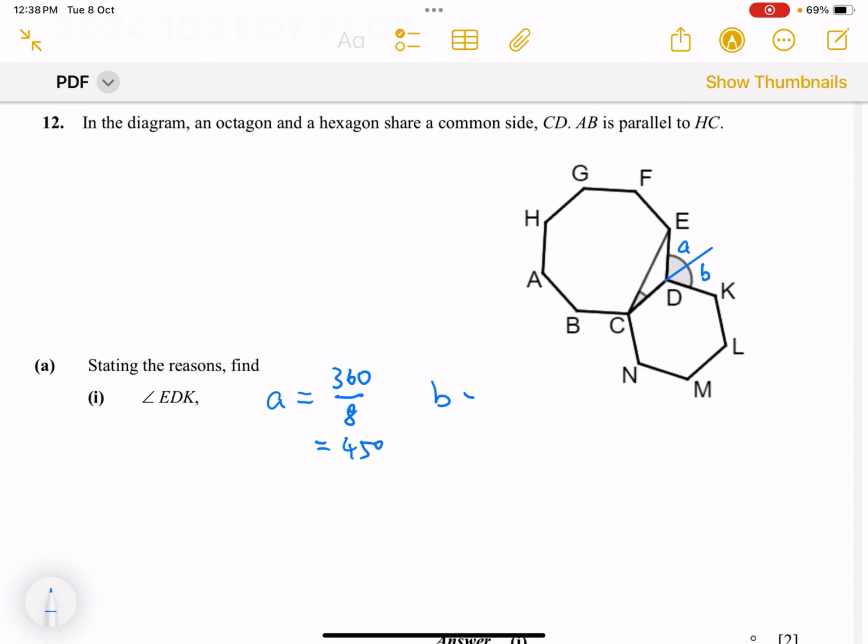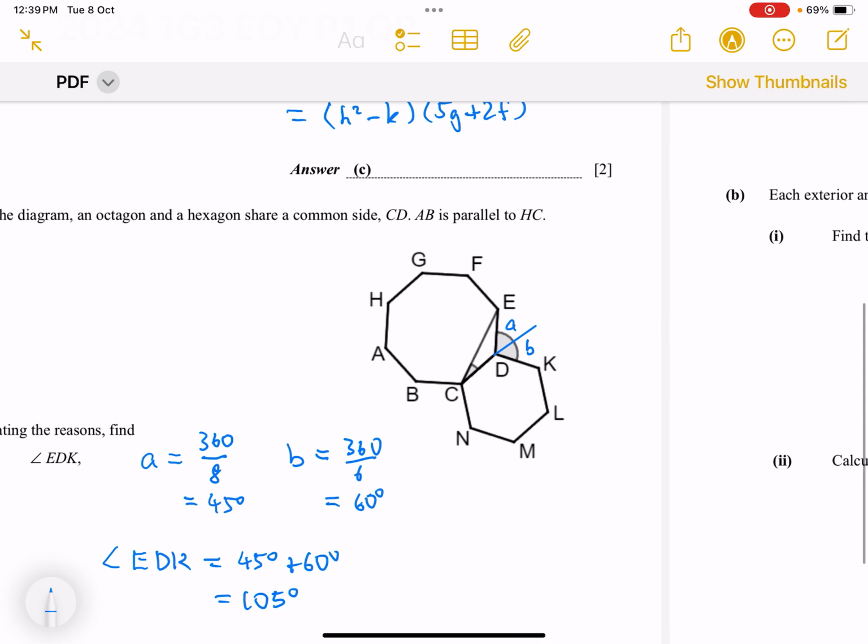And the second one is 360. There are 6 sides, so divide by 6, the exterior angle. That will give us 60 degrees. Okay, therefore now angle EDK is just the sum of these two angles.